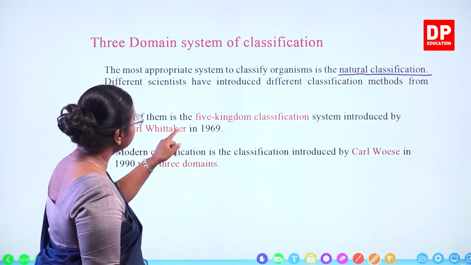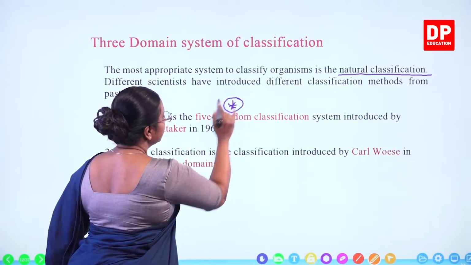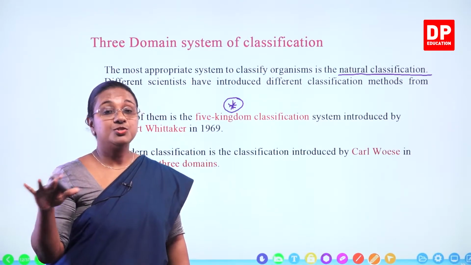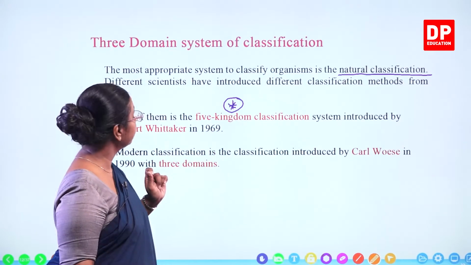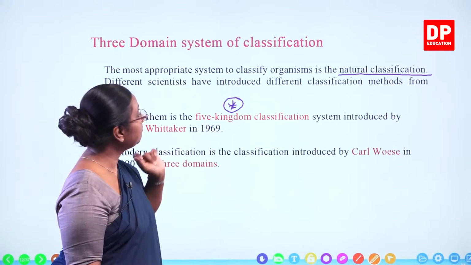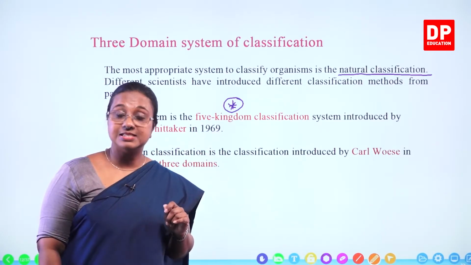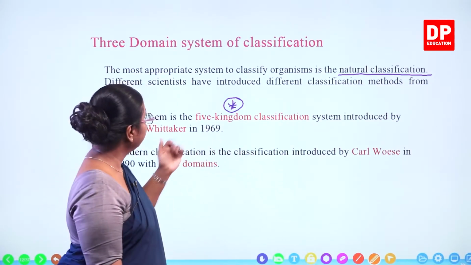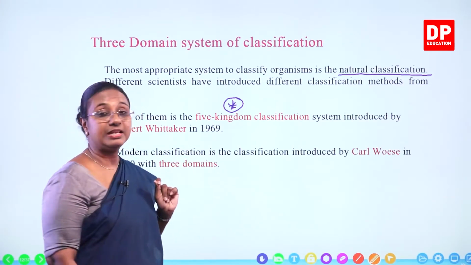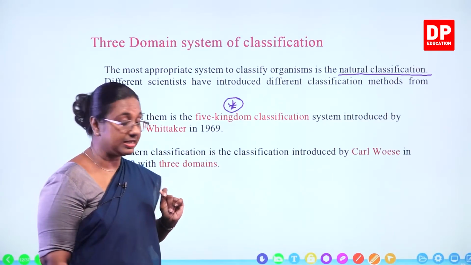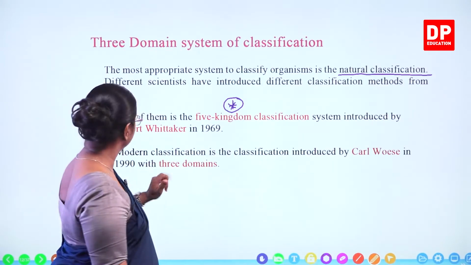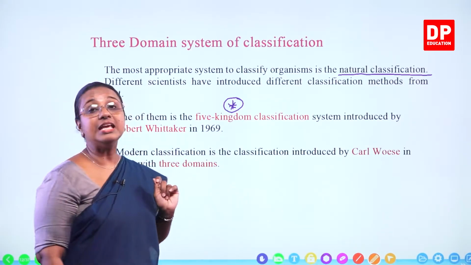So one of them is the 5-kingdom classification. In this, the highest level is the kingdom. There is no domain. So there are 5 kingdoms, and this system was introduced by Robert Whittaker. Robert Whittaker introduced the 5-kingdom classification in 1969. That was also about 50 years back. And thereafter, Carl Woese introduced the 3-domain classification. That was in 1990. So the modern classification is the classification introduced by Carl Woese in 1990 with 3 domains.